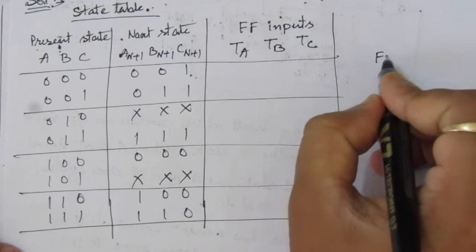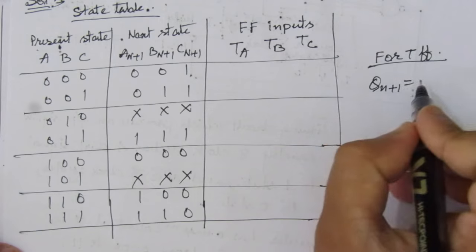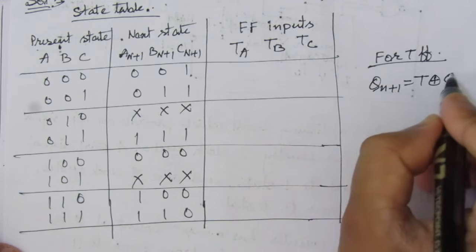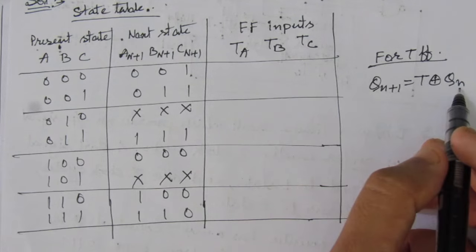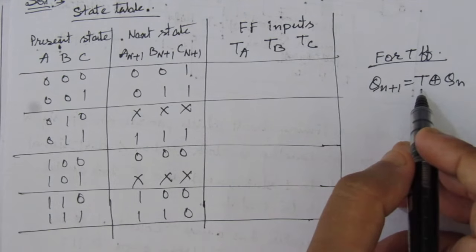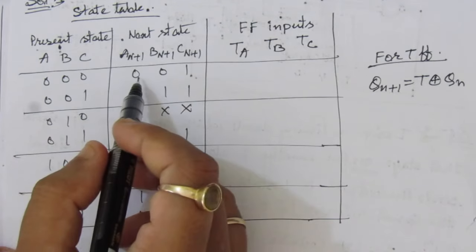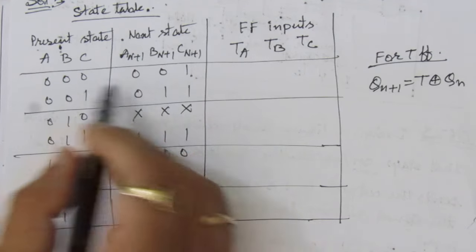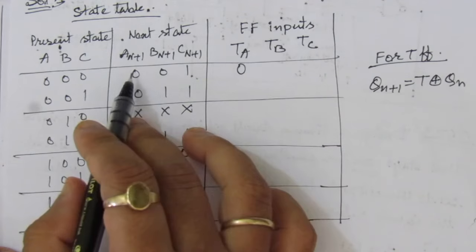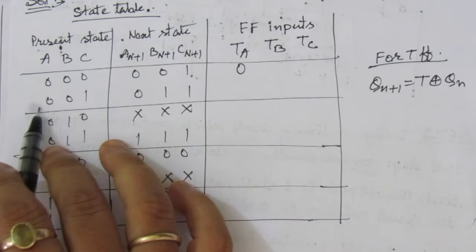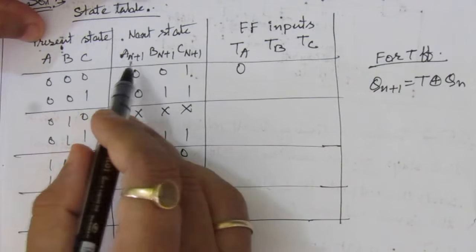For a T flip-flop, the next state output Q of n plus 1 is equal to T XOR Qn. That means the next state output is the XOR between the present state output and the input T. Whenever we have 0 and want the next state to be 0, there is no change. So here we have 0 XOR 0, so the next state is 0. Similarly for this one, 0 and 0 again. So for TA we have to consider this first column and this fourth column.